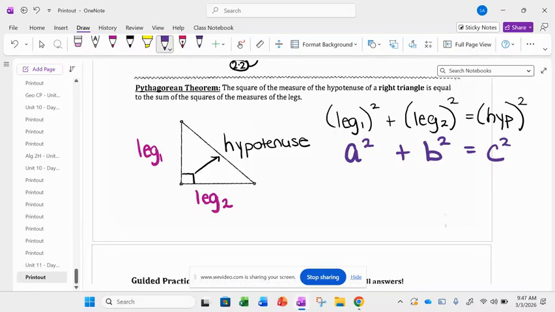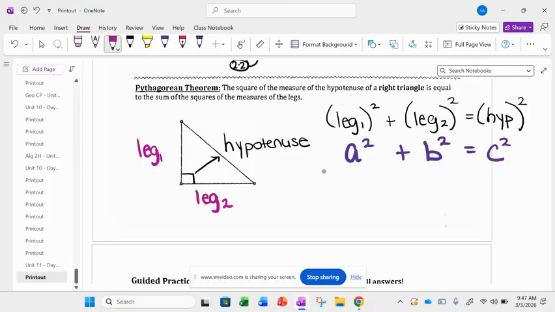Okay, these are the same. These are both the Pythagorean theorem. Leg 1 squared plus leg 2 squared equals hypotenuse squared. Almost everybody uses a squared plus b squared equals c squared. I'm always hesitant to use a squared plus b squared equals c squared because in order for this to work, you have to remember that c is always the hypotenuse.